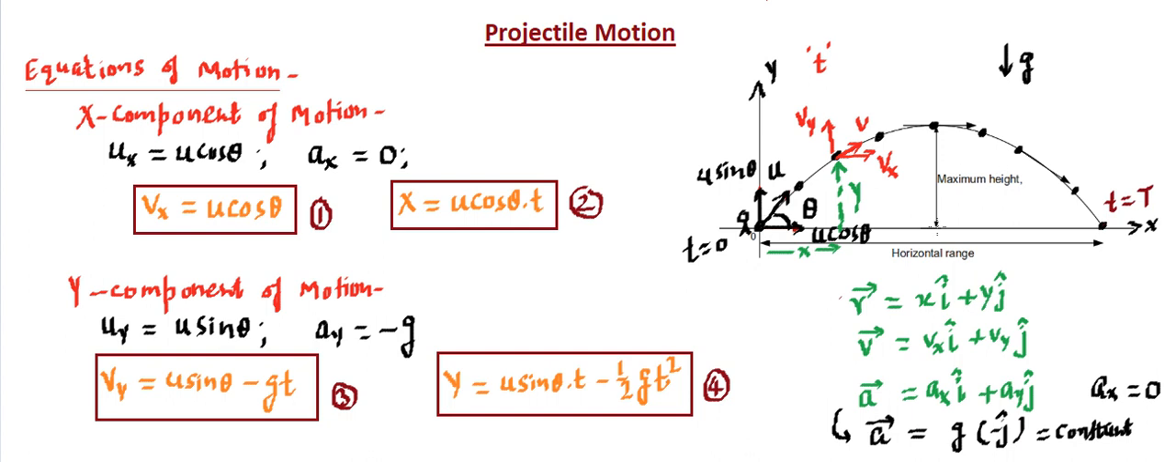Similarly, one can ask what is the maximum height attained by this. So this is going to be written by capital H. So capital H is going to be the maximum height. Now it's going to be symmetrical motion.